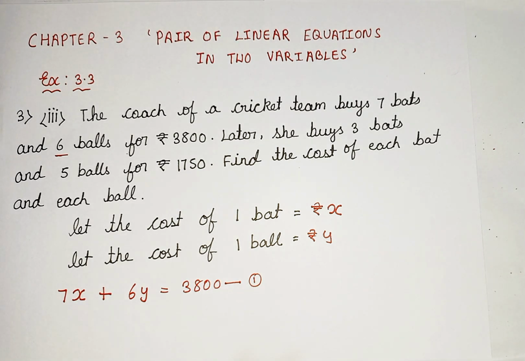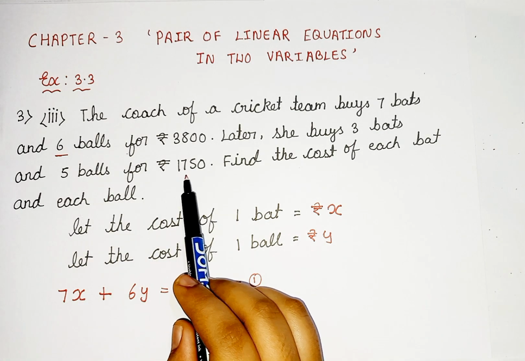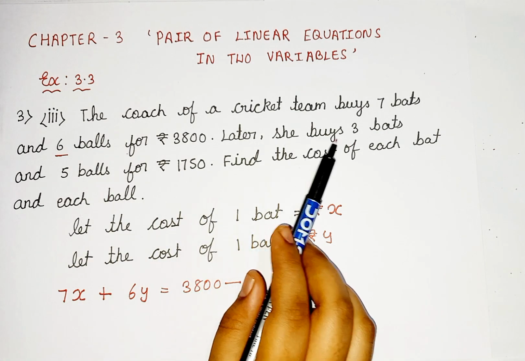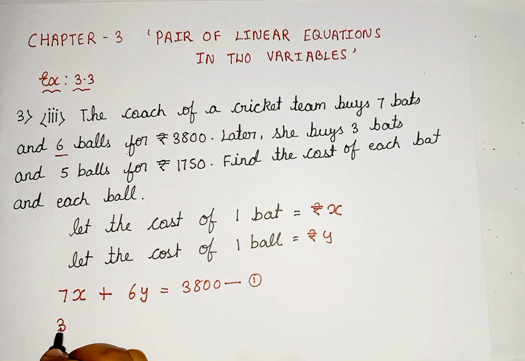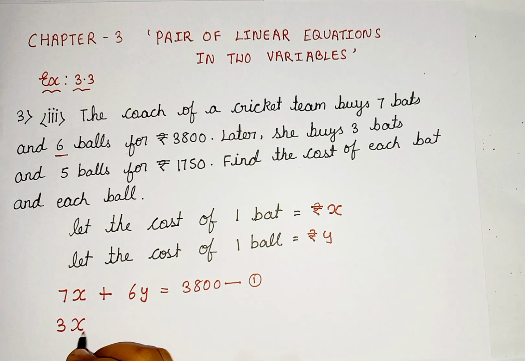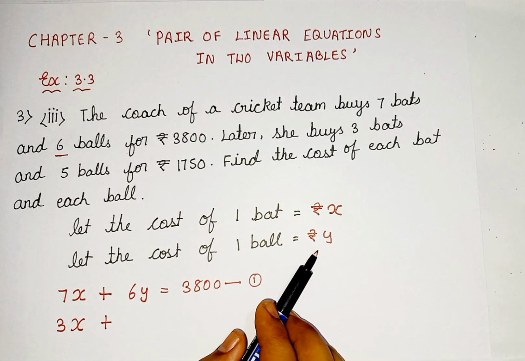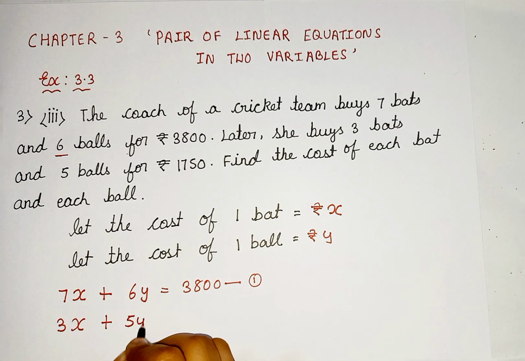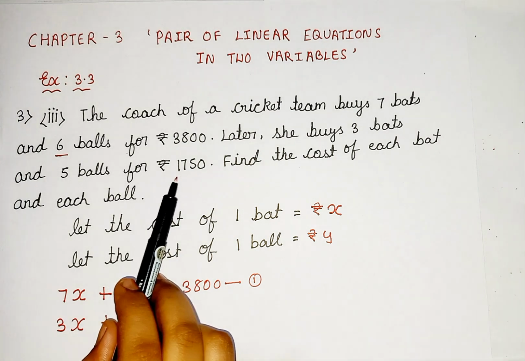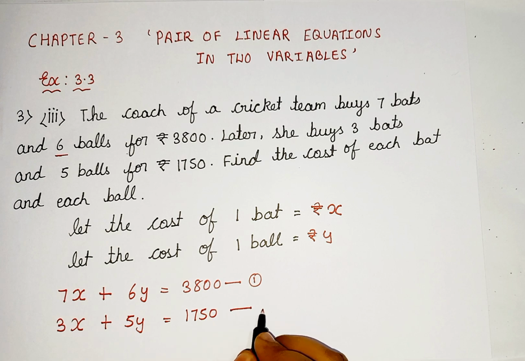Now let's do another equation. Later she buys 3 bats and 5 balls for rupees 1,750. So 3 bats, and we write the cost of 1 bat, that is x. So 3 into x plus 5 balls, the cost of 1 ball is y, so 5 into y is equal to 1,750. We shall take it as equation number 2. So now we have 2 equations, isn't it?